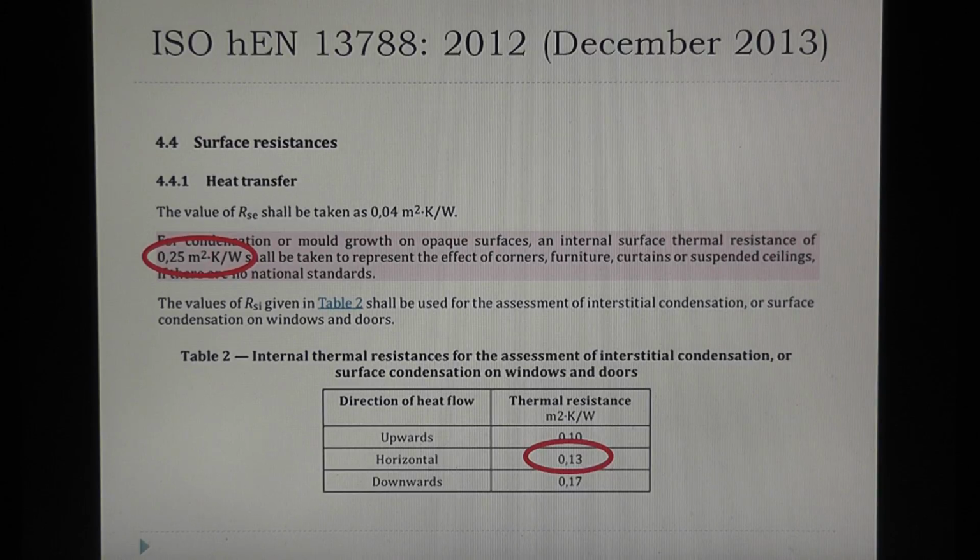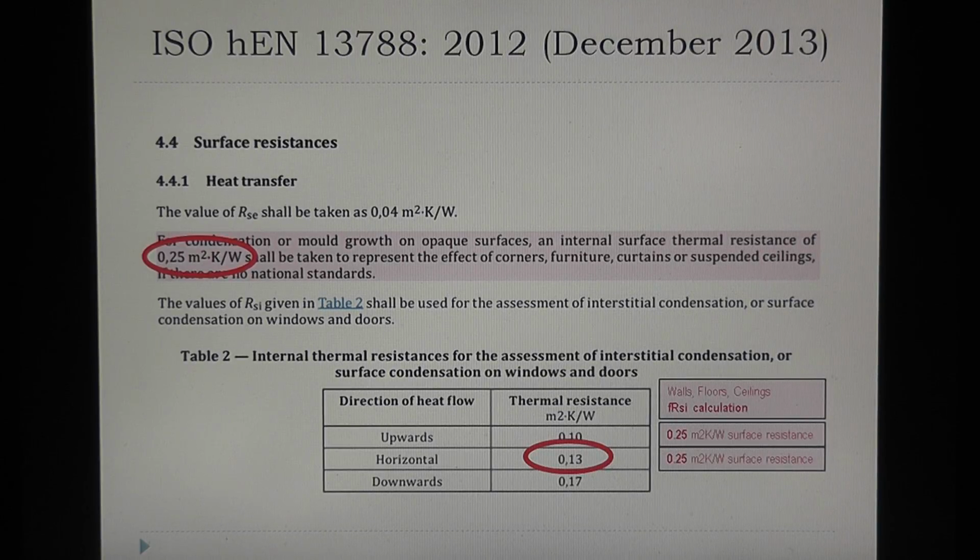So this 0.25 factor was introduced, which is significantly more difficult to comply with than the previous factors, which are shown in Table 2. So where previously upward heat flow attracted 0.1 surface resistance, it's now 0.25. Similarly, for horizontal out through the wall, it went from 0.13 to 0.25, and then the downwards element went from 0.17 down again to 0.25. So these have had a profound effect on the way we go about the calculation of FRSI and the potential for mould growth on the interior surface of buildings.